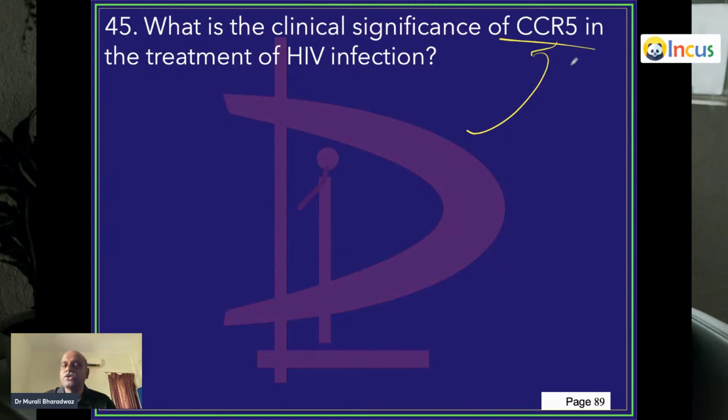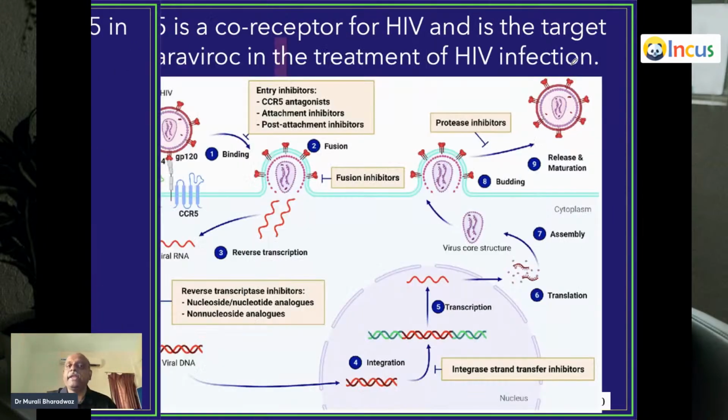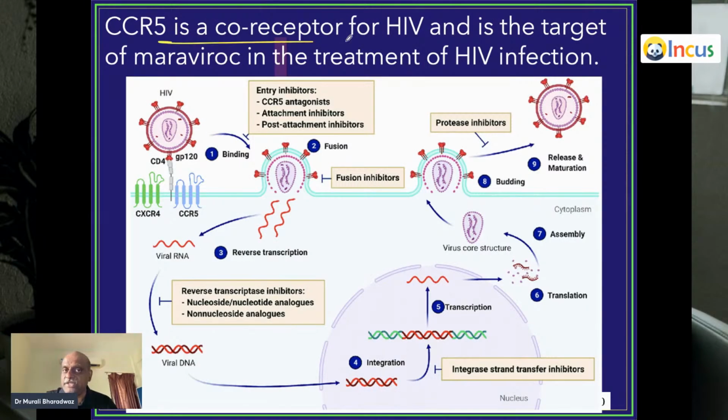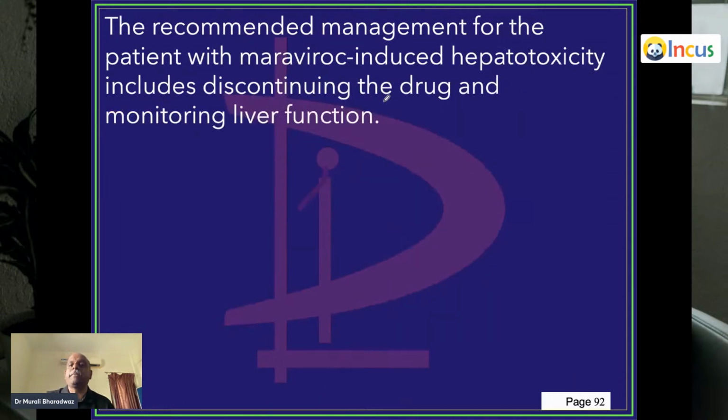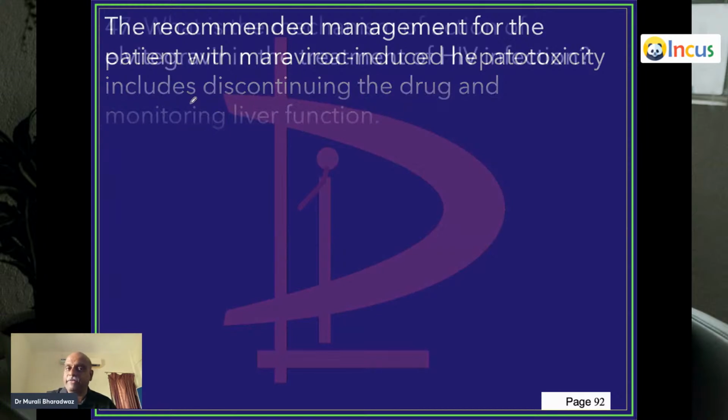What is the significance of CCR5 in the treatment of HIV? CCR5 is a co-receptor for HIV, and it is the target for maraviroc in the treatment of HIV. What is the main management of maraviroc-induced hepatotoxicity, doctor? Discontinue the drug and monitor the liver function.